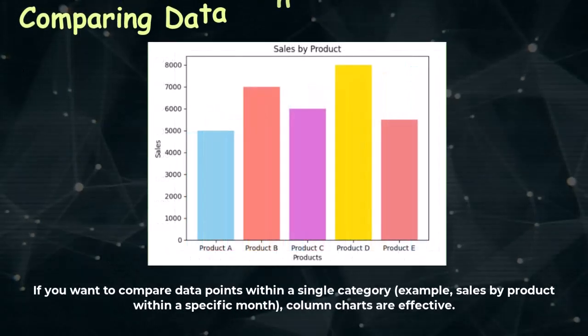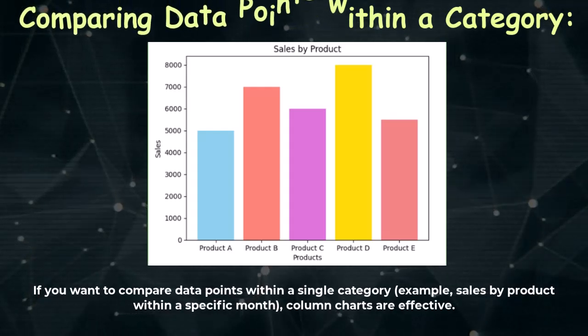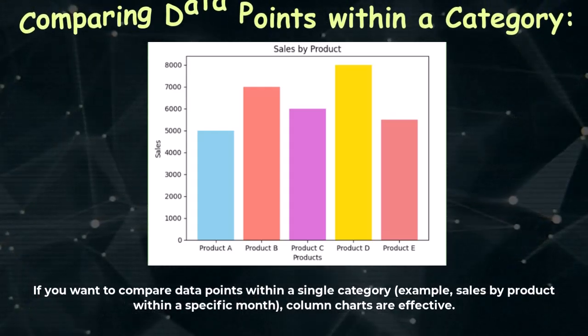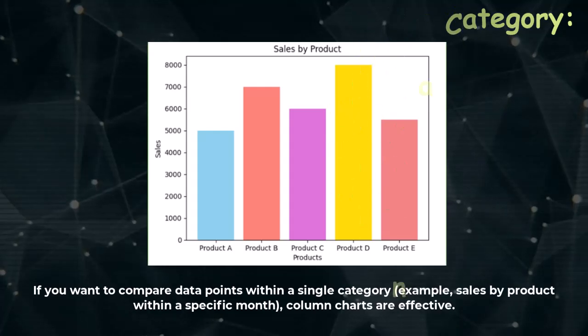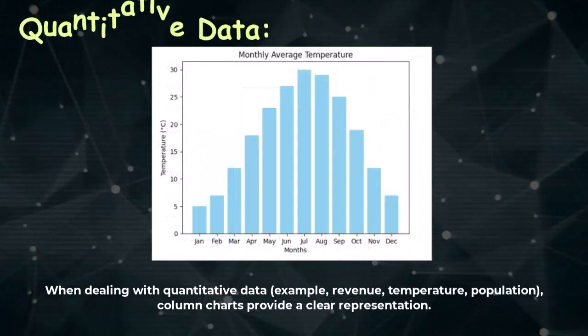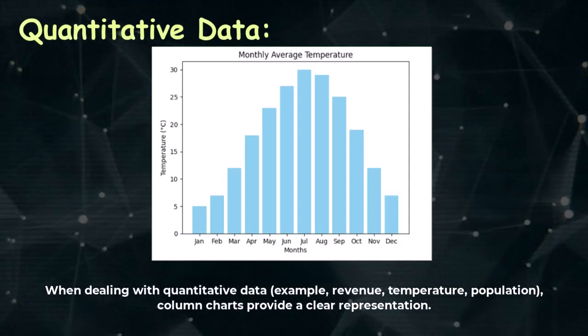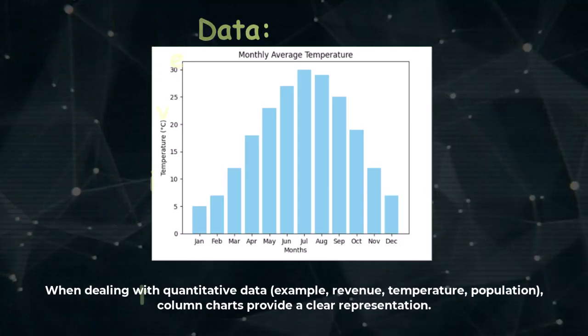Comparing data points within a category. If you want to compare data points within a single category, for example sales by product within a specific month, column charts are effective. Quantitative data. When dealing with quantitative data, for example revenue, temperature, population, column charts provide a clear representation.